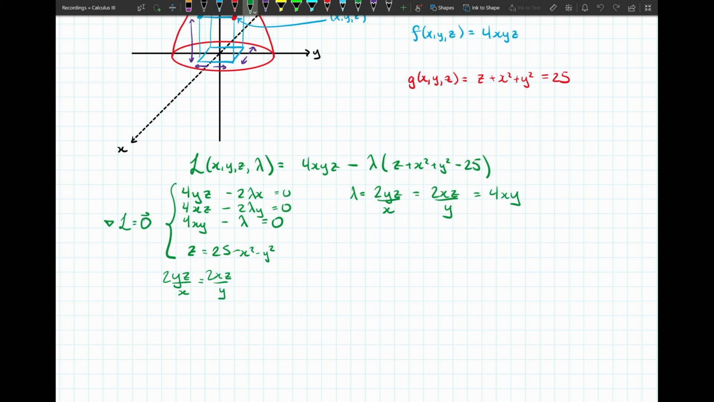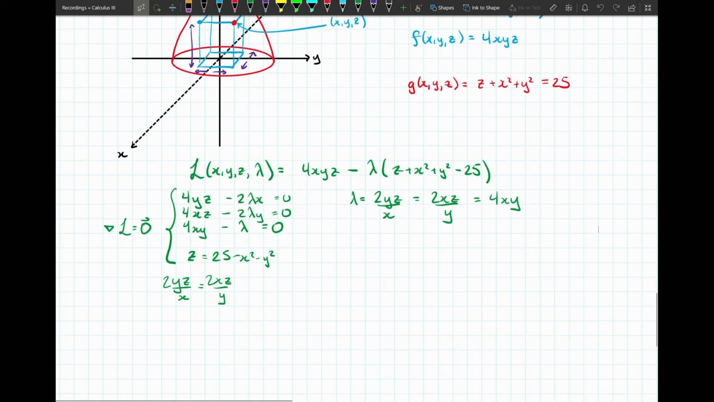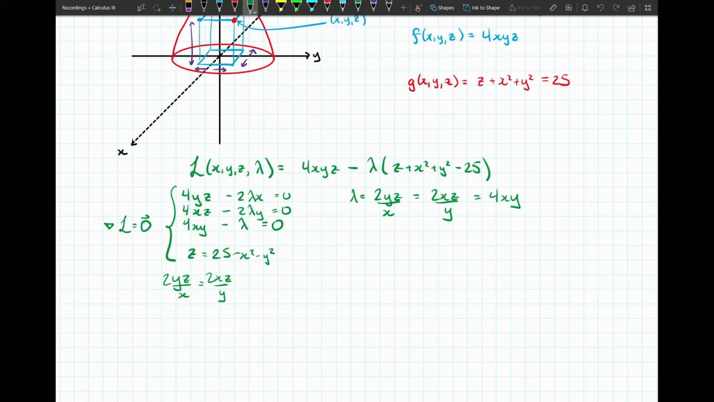If we have 2yz over x equal to 2xz over y, then you can see we can cancel a 2 from both sides, but we're also easily able to cancel z from both sides. Maybe just think about that for a second, because we're looking for a maximum volume. If z was equal to 0, we would certainly get a minimum volume. We're going to assume that z is not equal to 0, and that allows us to divide both sides of the equation by z. Well, that'll give us y over x equals x over y. Of course, again, x and y cannot equal 0.